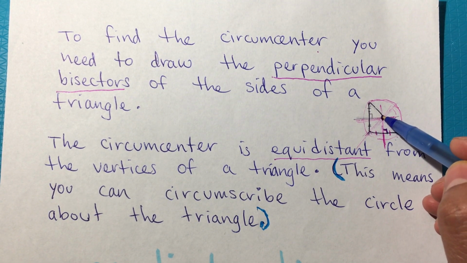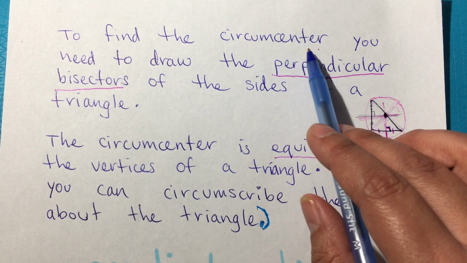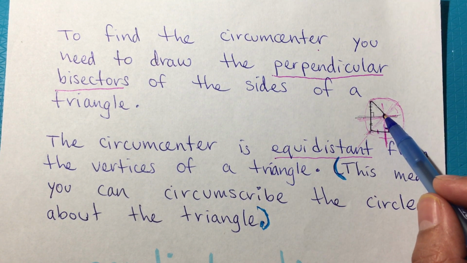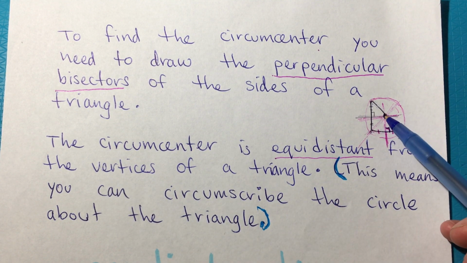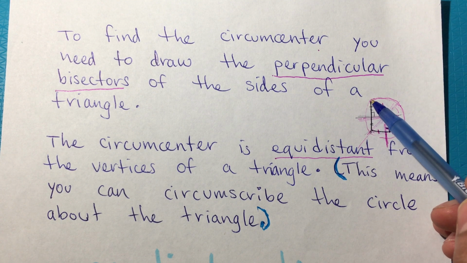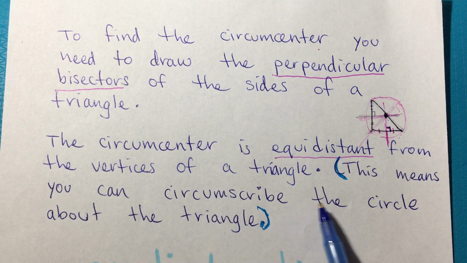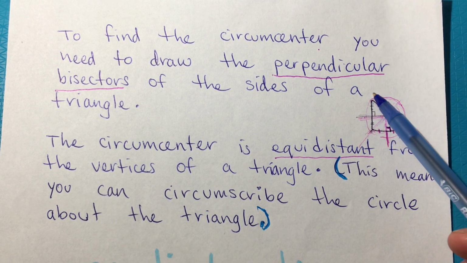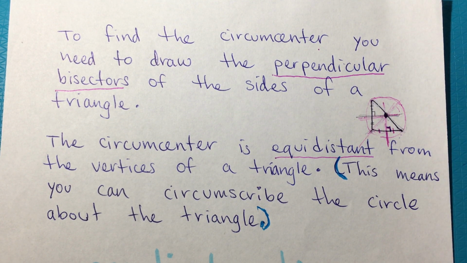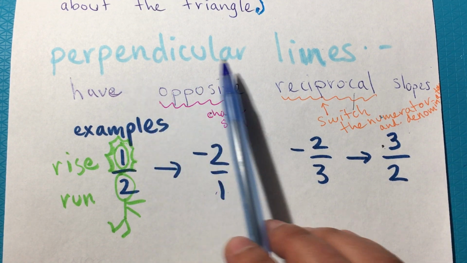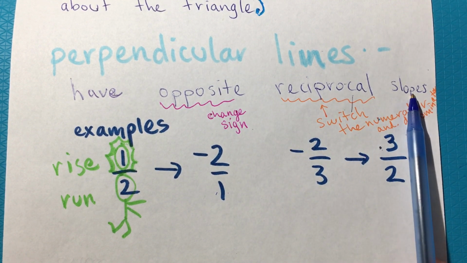And they should meet at a point. All the perpendicular bisectors meet at one point called the circumcenter. That circumcenter is equidistant from the vertices of a triangle. So this point here is the same distance to here, and to here. Okay? This means you can circumscribe the circle about the triangle. What does that mean? That you can create a circle around that triangle and it's going to touch the three vertices. Okay, so for perpendicular lines, they always have opposite reciprocal slopes.